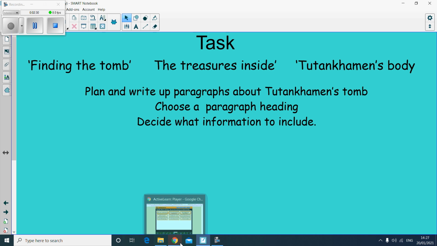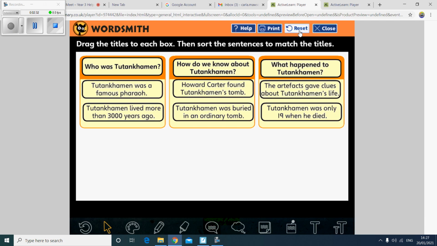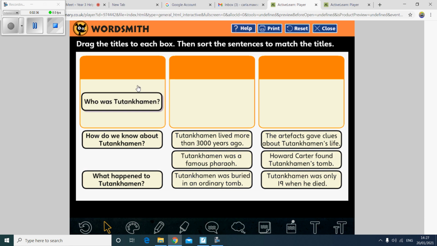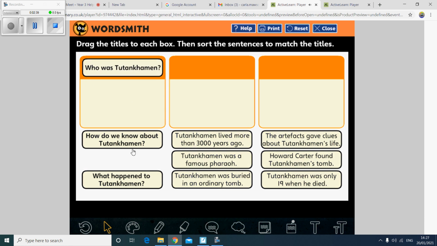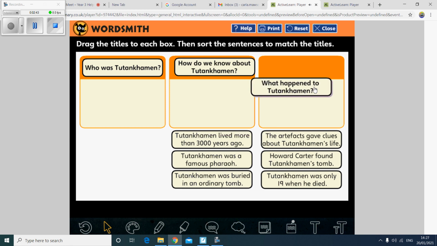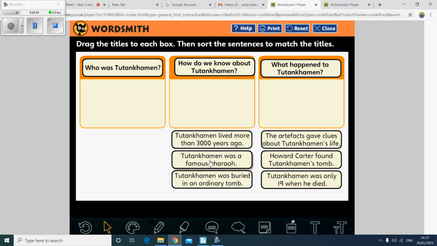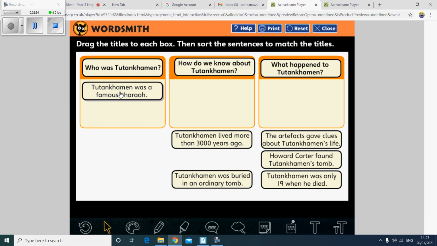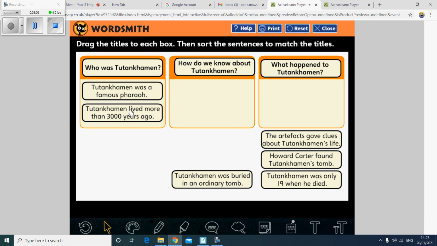So we're just going to have a look at this task here, and what we've got is 3 different paragraphs. We're going to choose a topic for our paragraph of who was Tutankhamun, how do we know about him, and what happened to him. So in these paragraphs now we're going to put the information into the right paragraphs. So Tutankhamun was a famous pharaoh, so this is going to go in the first paragraph, who he was. We know that he lived 3,000 years ago, so that again is telling us who he was.